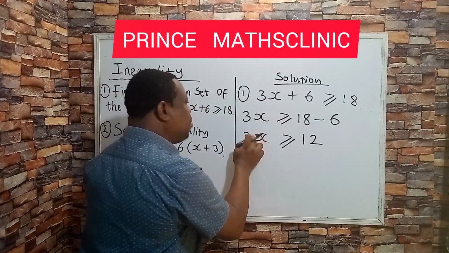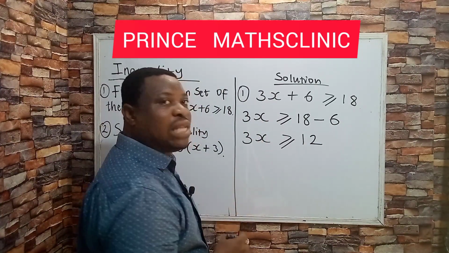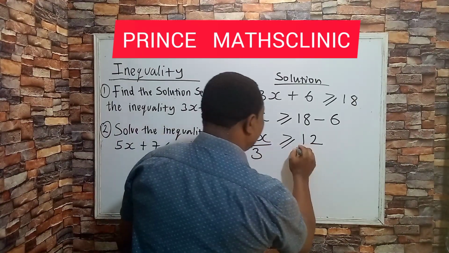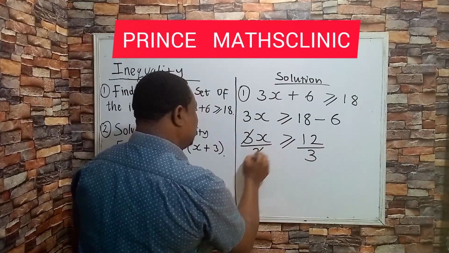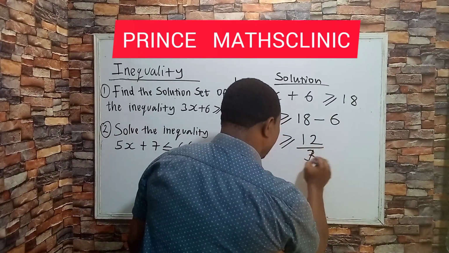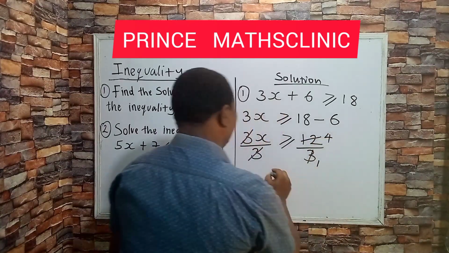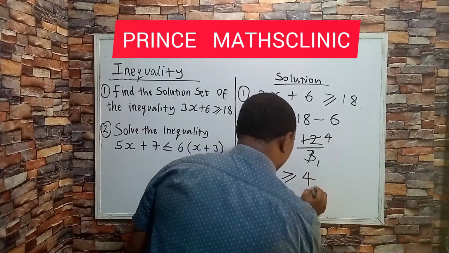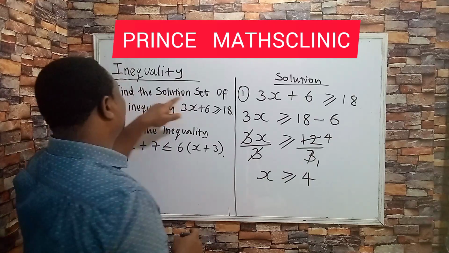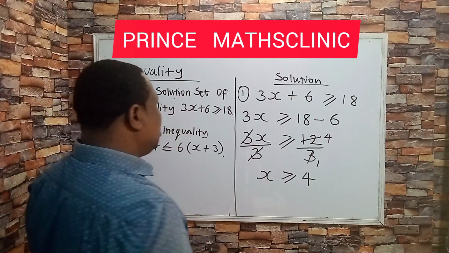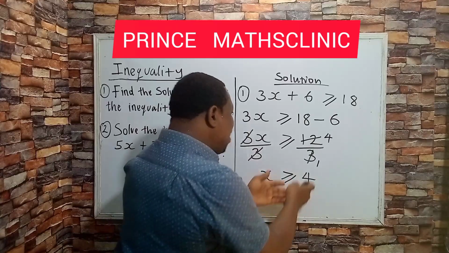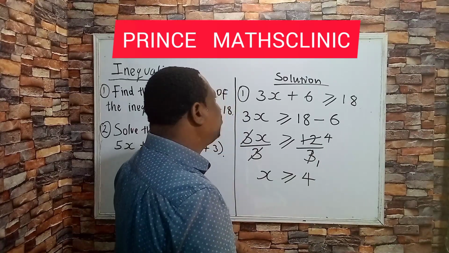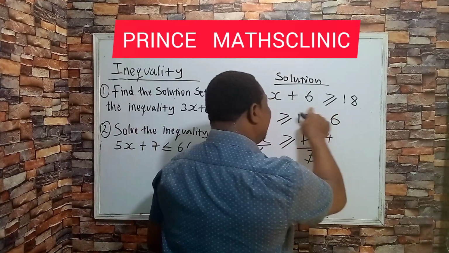This operation is combined by multiplication. So in order to get our x, we have to divide by 3. What you do to the left, you must do to the right. So we cancel 3, 3 here is 1, and 12 divided by 3 here is 4. So it means that x is greater than or equal to 4. Now remember, the question says find the solution set of the inequality. It means that all the numbers that are either equal to 4 or greater than 4 are the numbers that will satisfy this particular question.